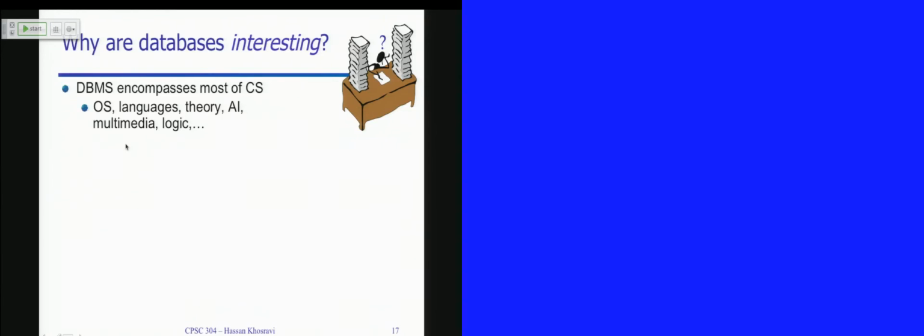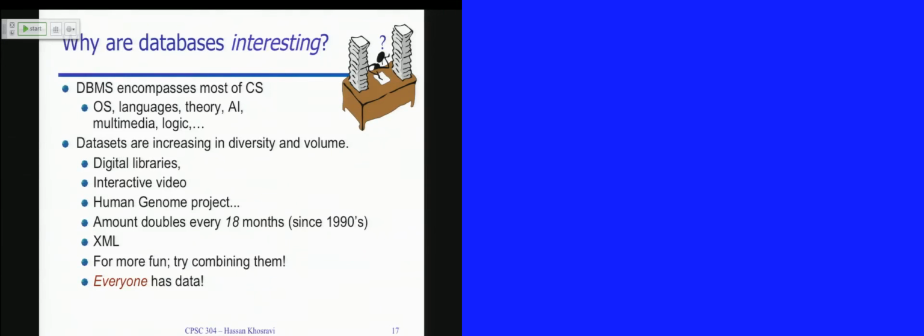If you like multimedia and logic, there's a lot of logic in relational data, and we're going to talk a lot about logic. And for multimedia, we use a lot of databases to store the videos or sounds that you might have in multimedia.